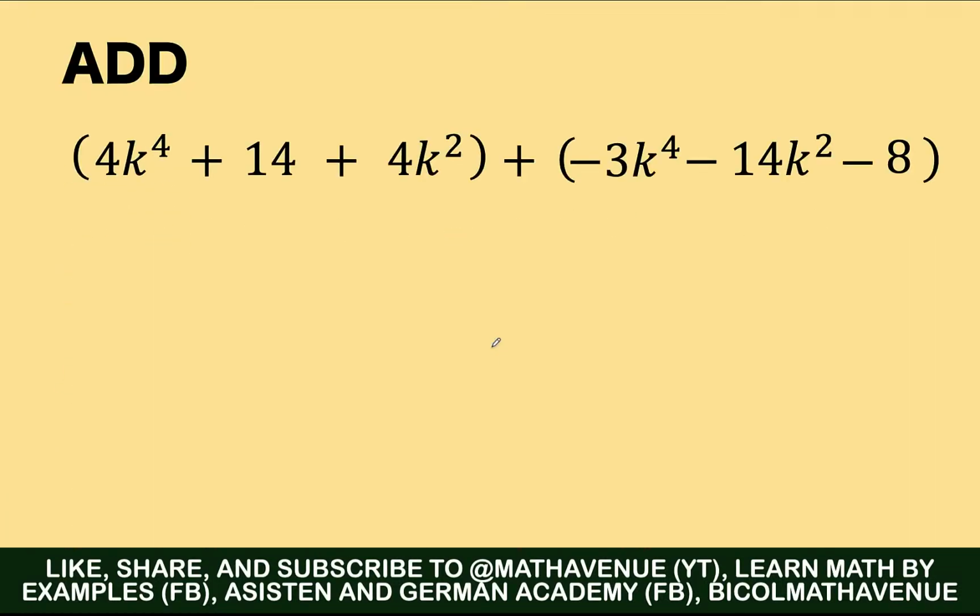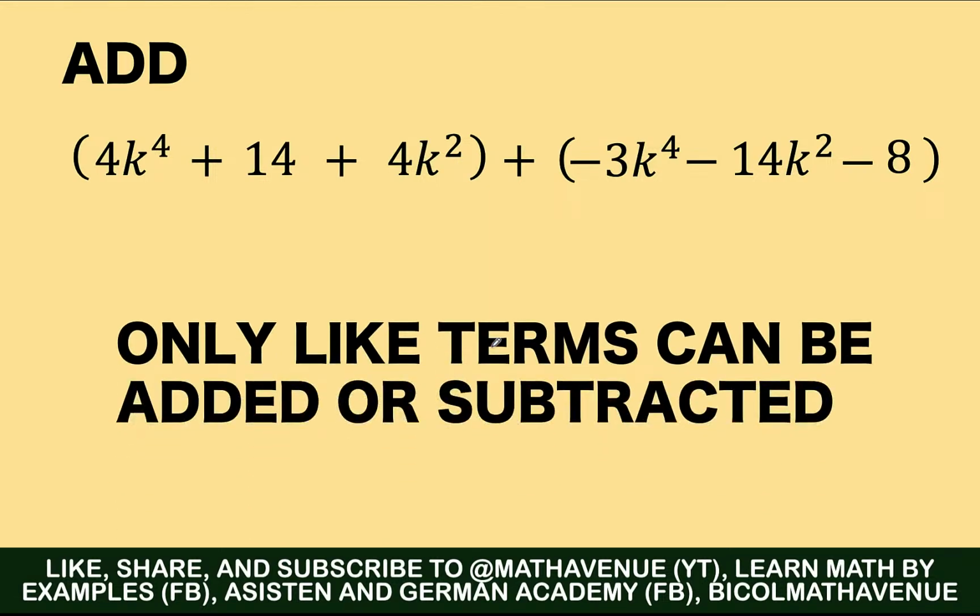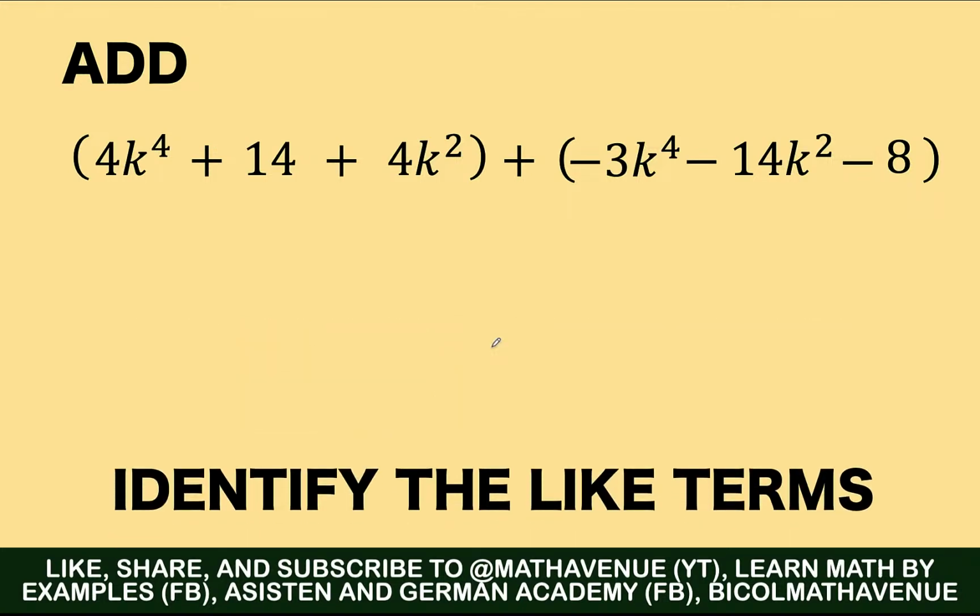Let's say we have 4k to the fourth plus 14 plus 4k squared plus negative 3k to the fourth minus 14k squared minus 8, and we want to find the sum. Again, only like terms can be added or subtracted, so let's identify the like terms. 4k to the fourth and negative 3k to the fourth are like terms. Their variables are k to the fourth, k to the fourth.